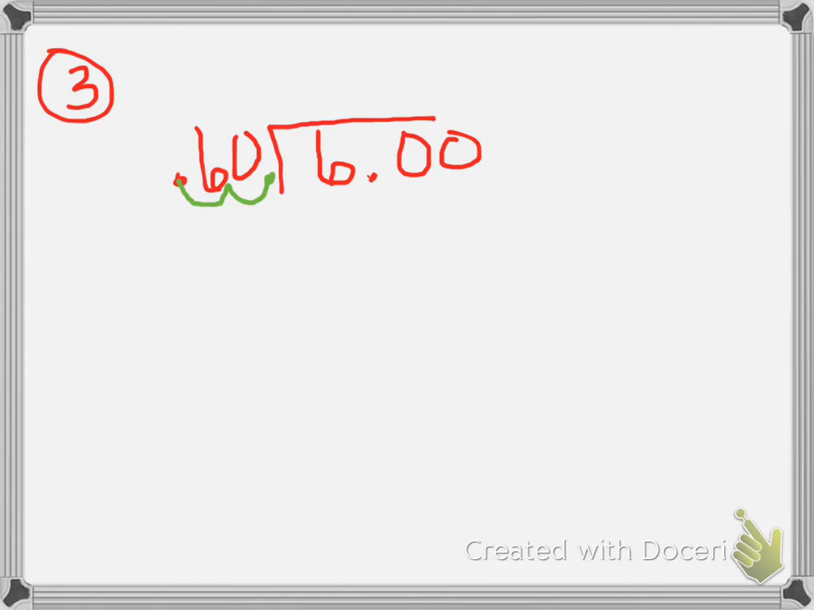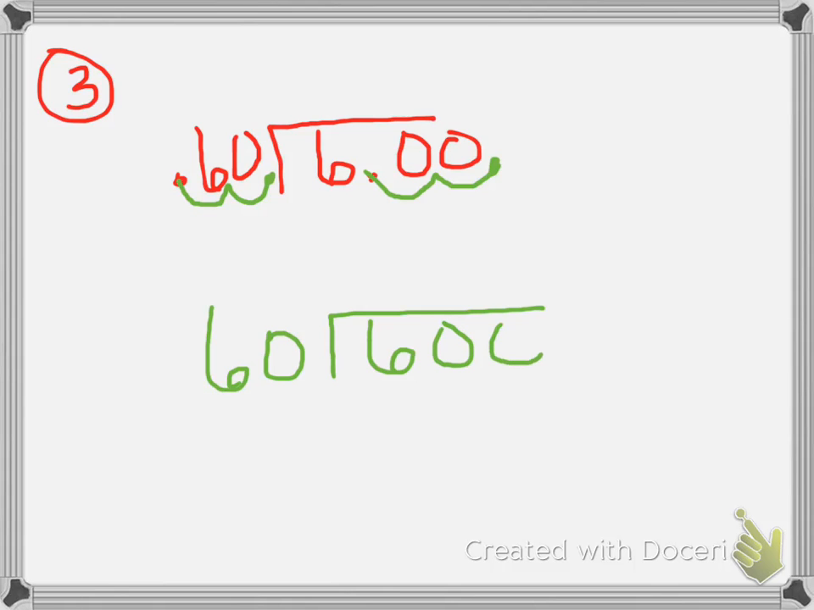And whatever we do to the divisor, we must do to the dividend. So since I moved my decimal 2 places in my divisor, I'm going to move it 2 places in my dividend. Okay? Now I'm going to rewrite my problem to make it 60. Now my divisor is a whole number, as it should be, going into 600. Now we're ready to divide.